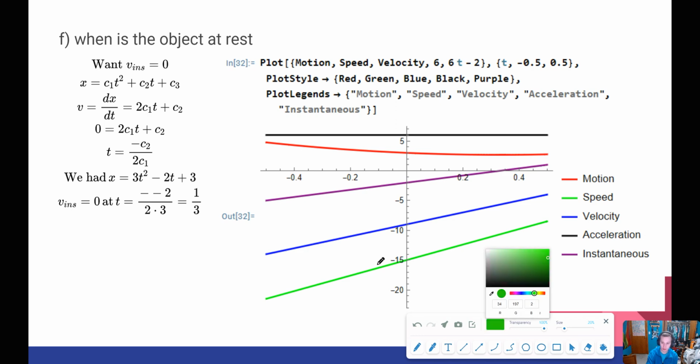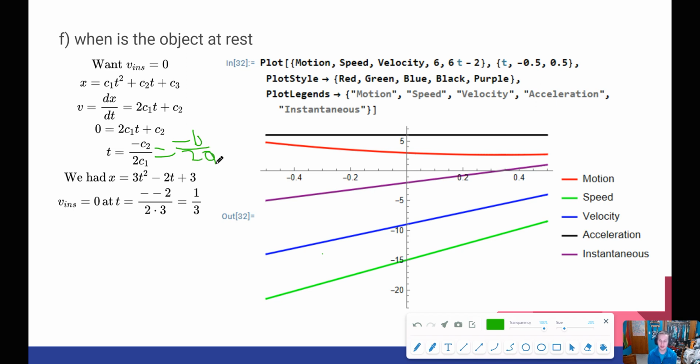Let's go back to green. So we end up taking the derivative with respect to time, and so then we get that 0 is equal to this, and we can solve for time. So if you look, for example, this is equal to negative b over 2a, right?